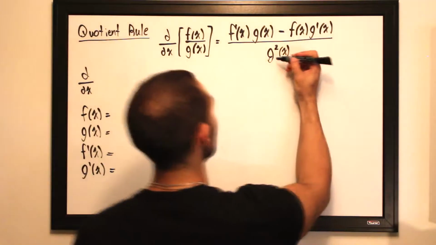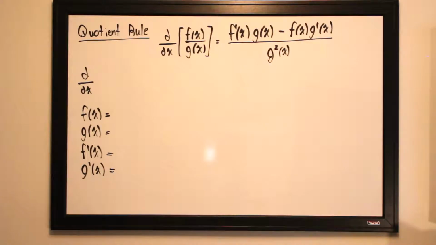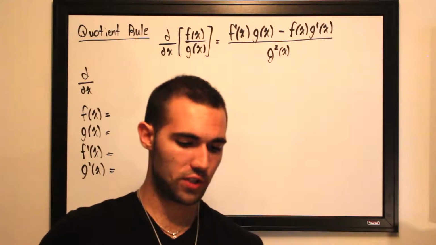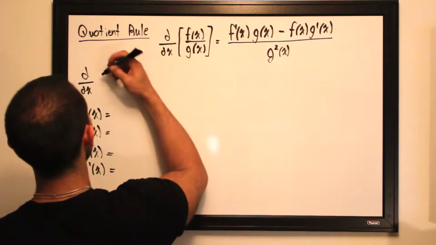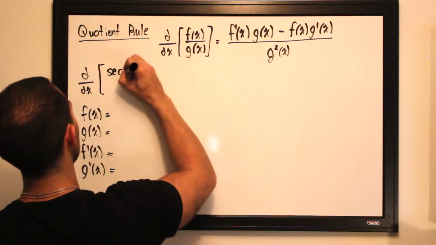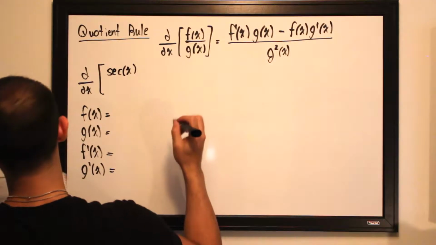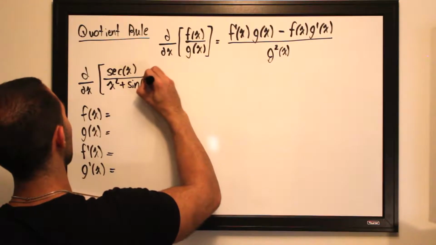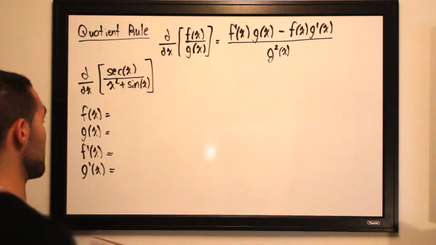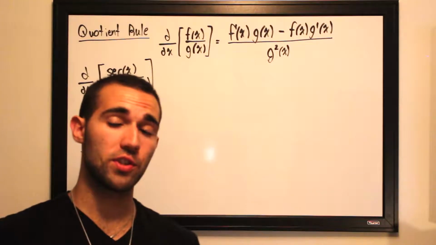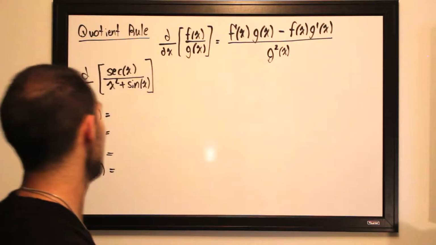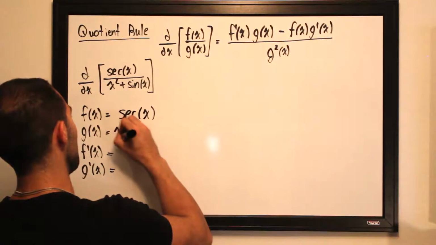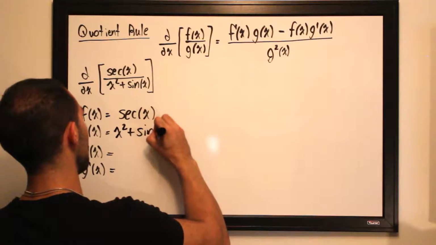Let's just go and fix this g squared right over here. Now we want to take the derivative of secant of x over x squared plus sine of x. Just as we did in the previous examples, we take our f to be what's in the numerator, our g to be what's in the denominator. So our numerator will be secant of x. Our g will be what's in the denominator, so x squared plus sine of x.